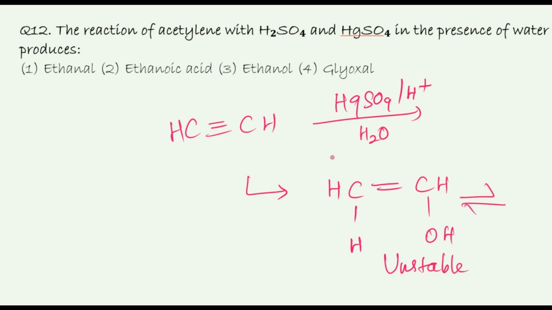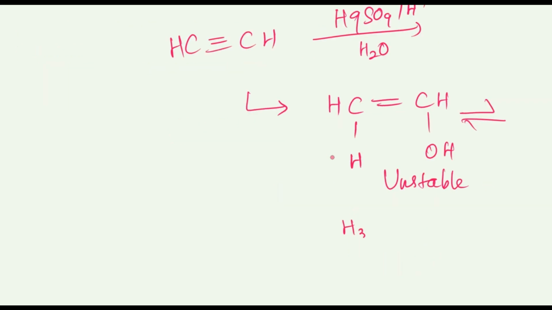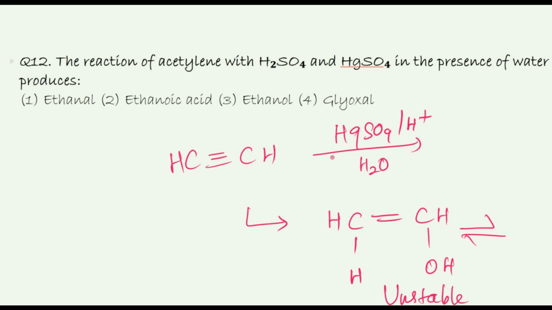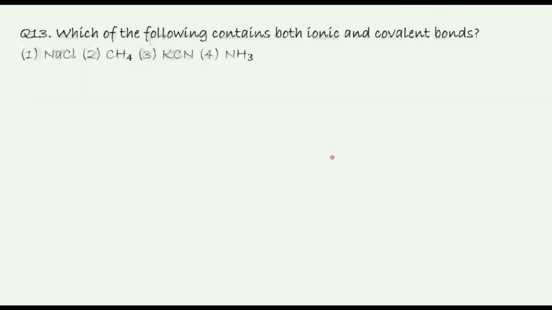So it immediately tautomerizes to form CH3CHO, acetaldehyde, right? So usually that will form alcohol. Okay, but the twist here is that it undergoes tautomerization.